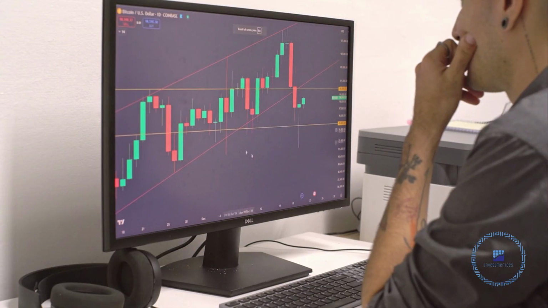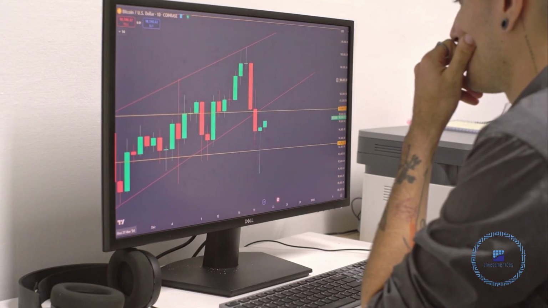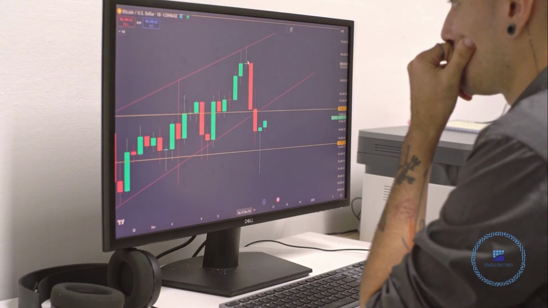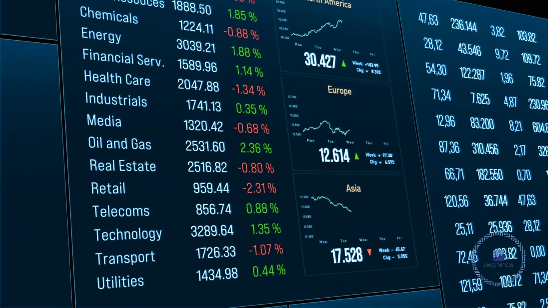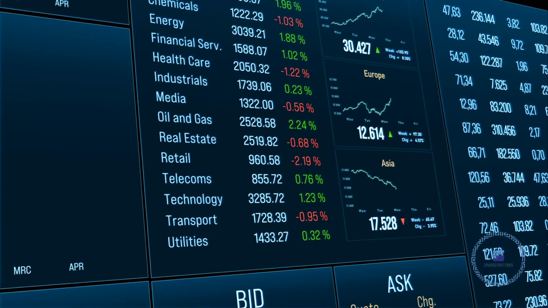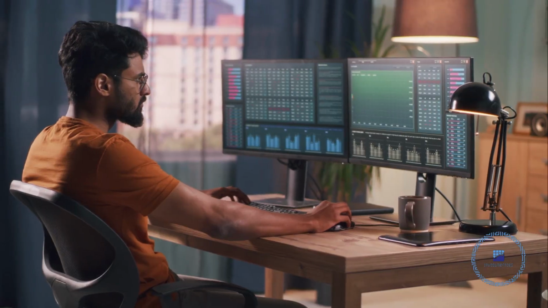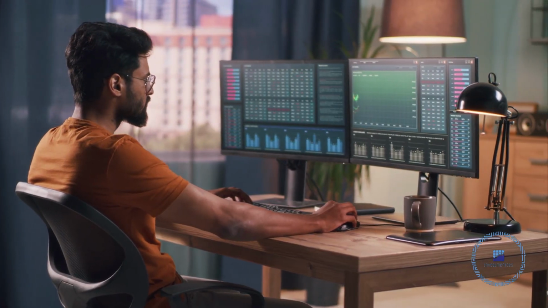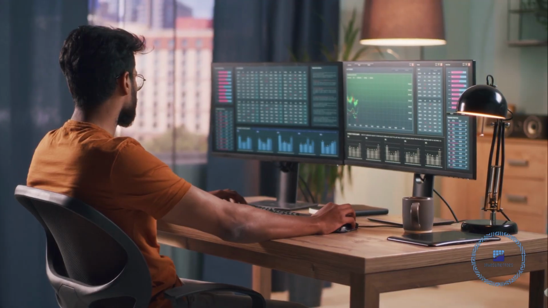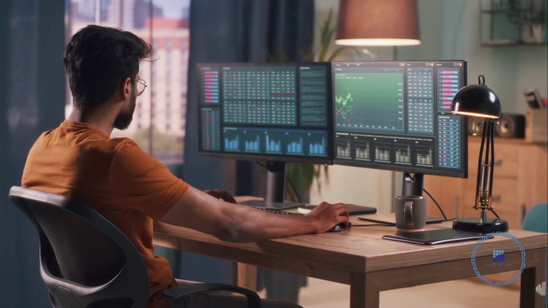The fair value gap strategy works well for swing traders, day traders, and position traders. It can be applied to stocks, forex, commodities, and cryptocurrencies. Its flexibility makes it suitable for traders at all experience levels, though beginners should practice in a demo environment before risking real capital.